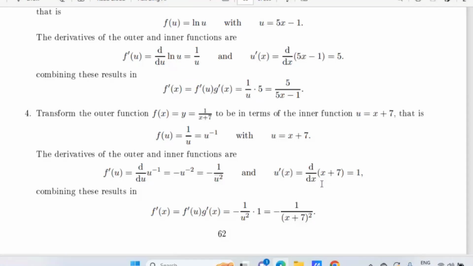The derivative of f with respect to u, we found it to be negative 1 over u squared. Now we just put the derivative of f with respect to u here, and the derivative of g, in this case our g being u of x, which is 1, then we just put it there. When we multiply, it just becomes negative 1 over u squared. In the place of u, we know we have got x plus 7, so we just put it back. Then we are done.